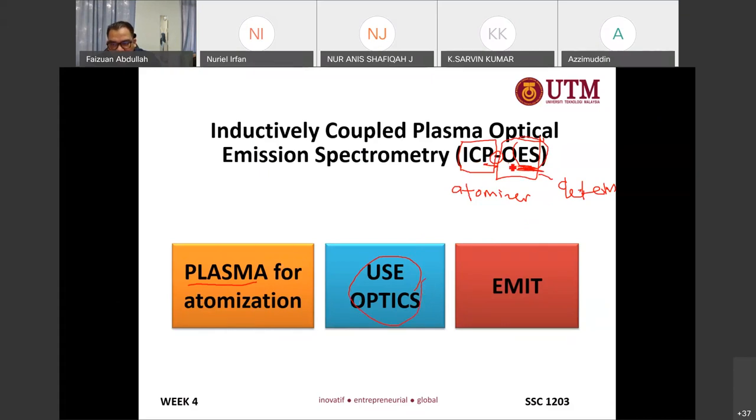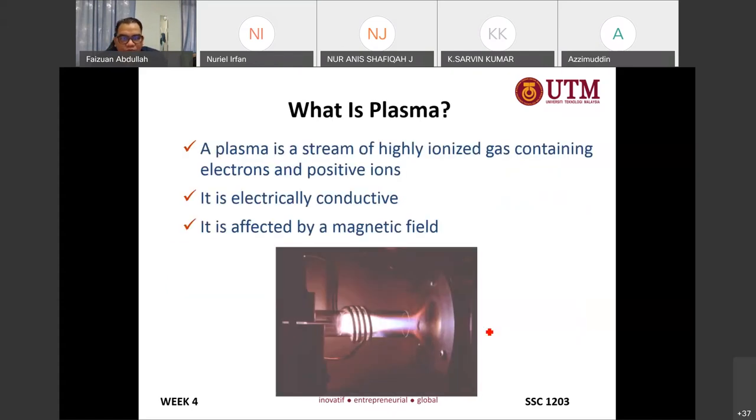Optical. O means optics. Optical means what? Something that is involving light. And then emit. Emit is for emission of the spectrum. All right. So what is plasma? A plasma is a stream of highly ionized gas containing electrons and positive ions. It is electrically conductive and it is affected by a magnetic field.